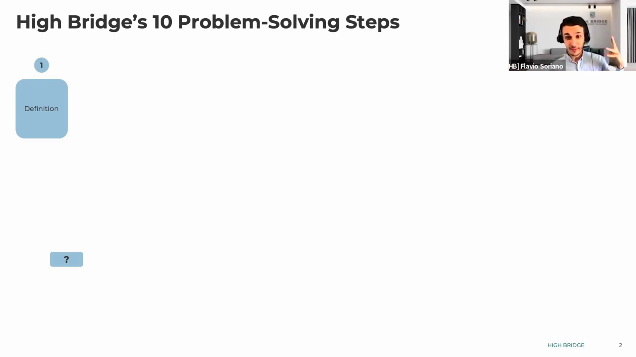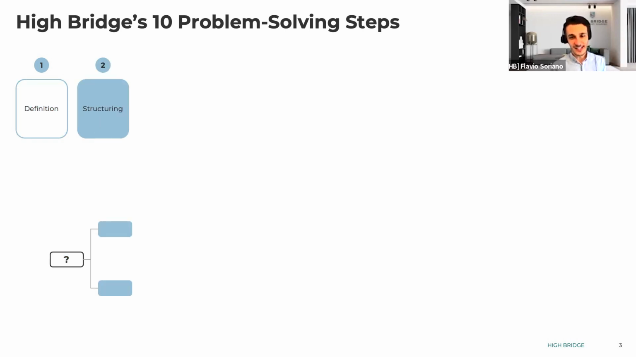First step, definition, right? We define problems or opportunities. This is vital. Everybody agrees, but so many projects are delayed and fail when this step is not done well. Second, structuring. We break down things into understandable, manageable parts, and this helps make complexity easier to handle, or easier to handle at least.